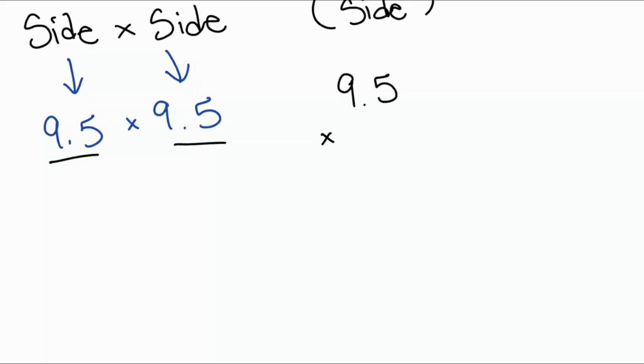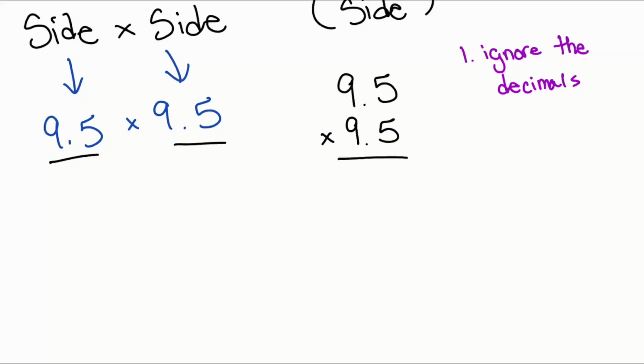9.5 multiplied by 9.5. So here are the rules for multiplying by decimals. Step 1, we're going to ignore the decimals, and we're going to bring the decimals back at the end.